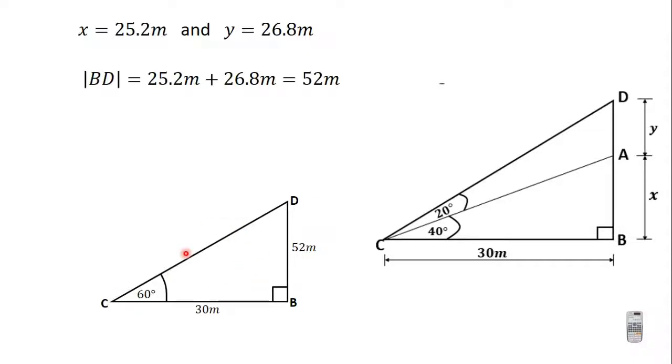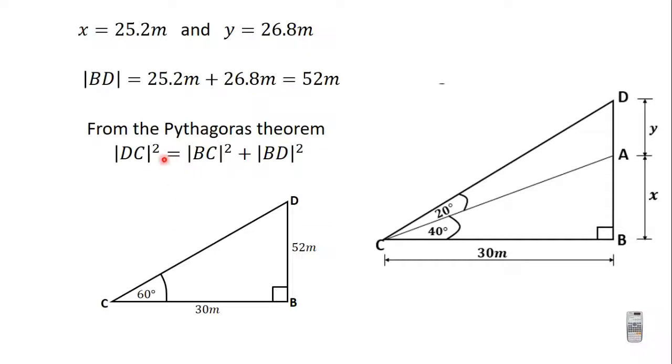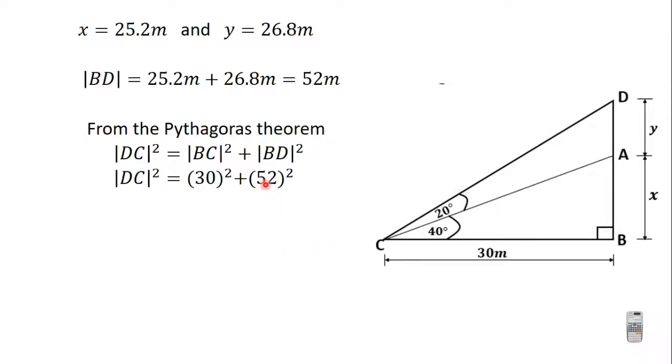So this is a right angle triangle. We know BC to be 30 meters. We know BD to be 52 meters. And we want DC, which is the hypotenuse. We can apply the Pythagoras theorem. If you apply the Pythagoras theorem on this right angle triangle, you will see that DC, which is the hypotenuse, DC squared is equal to BC squared plus BD squared. We are looking for DC. So DC is equal to, BC is 30 meters, so 30 squared, plus BD, which is 52 meters, so 52 squared.